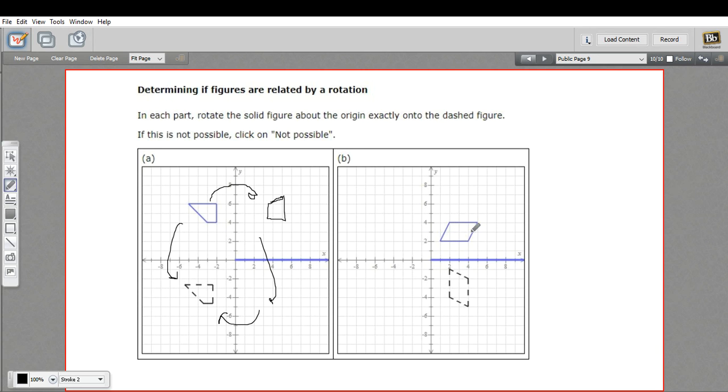Let's look at B, and you might be able to tell right away that if you rotate this 90 degrees, it's going to get turned on its side, and you would get a figure that looks exactly like this. If that's not clear, play around with the blue bar, move it back and forth, and see until you have a better sense of how these rotations work.